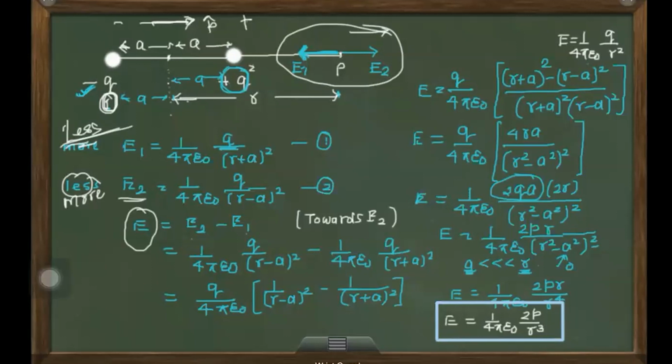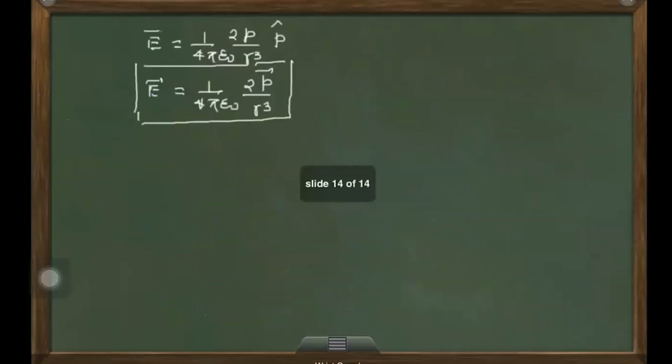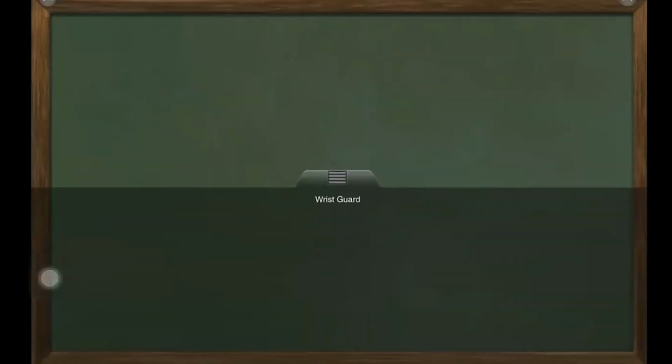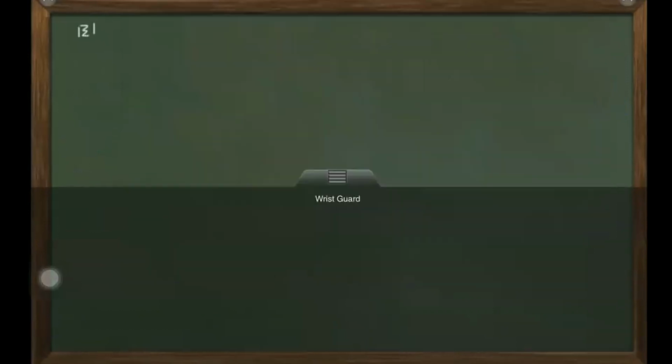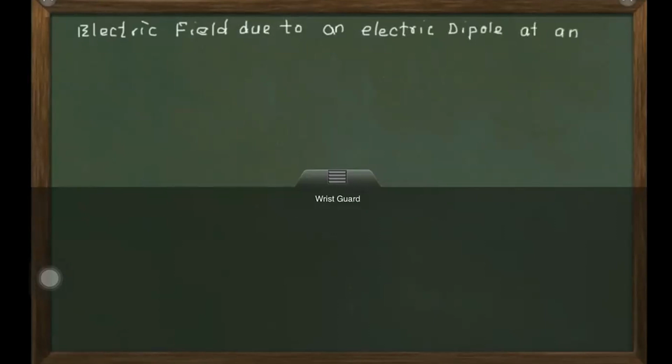चलिए, डाउट नहीं है तो हम अगले टॉपिक पे चलते हैं. द नेक्स्ट टॉपिक इज इलेक्ट्रिक फील्ड ड्यू टू an electric dipole at an equatorial position.